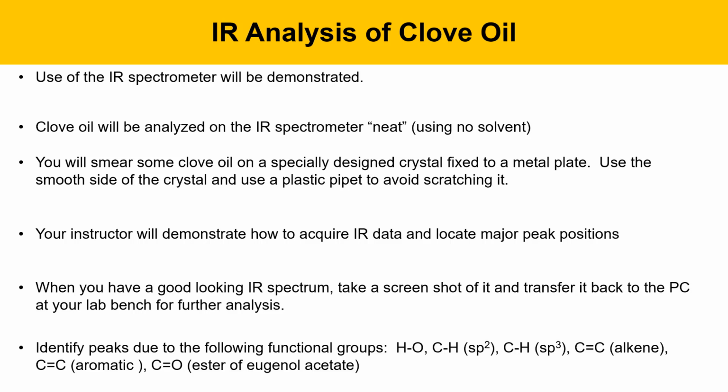Finally, you'll want to identify the peaks due to the following functional groups: OH, CH of the sp2 hybridized carbon type, CH bonds of the sp3 hybridized carbon type, C=C bonds of alkenes, C=C bonds aromatic, and C=O bonds in the ester functional group of eugenol acetate.